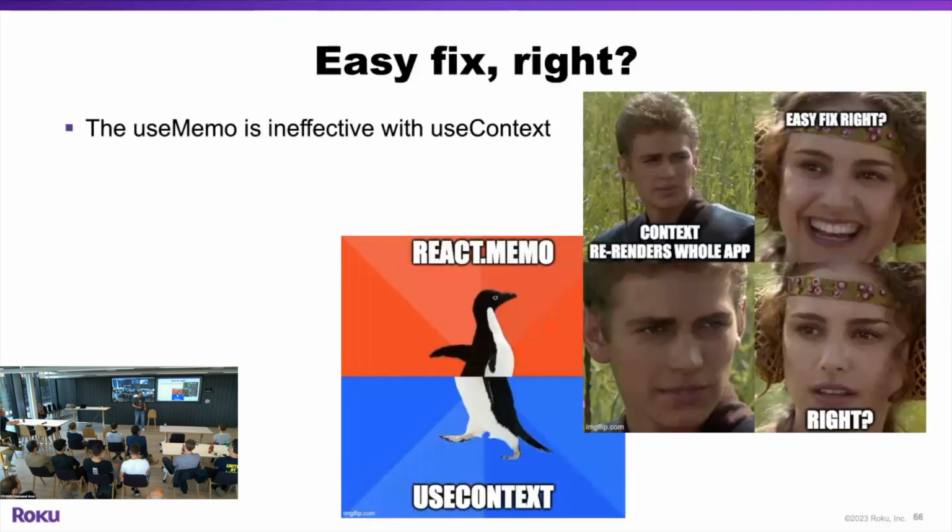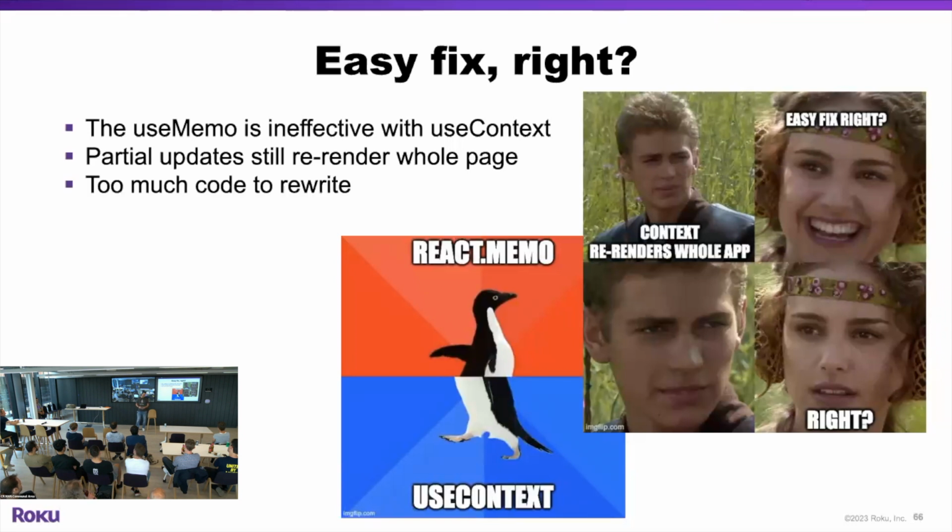So what else? Let's see what we have here. Partial updates. Yeah, if we update only one part of the context, that's not going to fix our issue either, because the entire context object is being updated. And that still triggers the re-render of the whole page. Well, there is too much code to rewrite as well. That makes our lives harder.